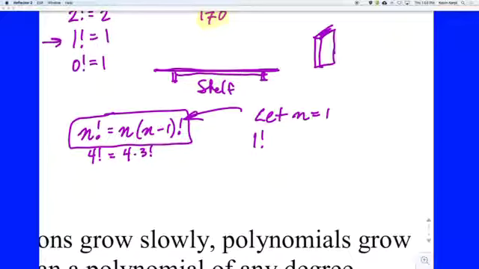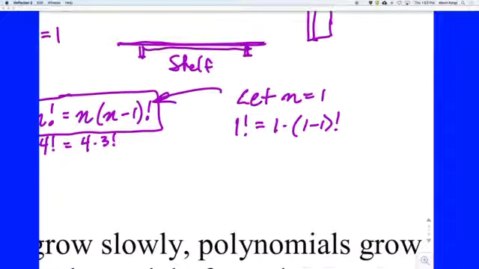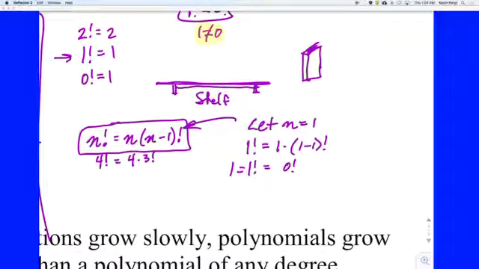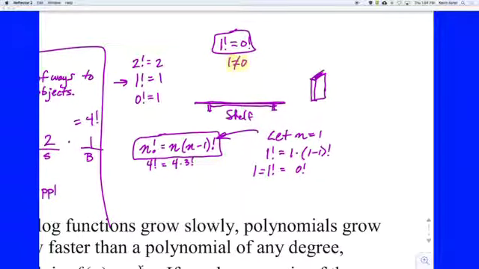So we get 1 factorial equals 1 times 1 minus 1 factorial. And so that gives us 1 factorial equals, let's see, 1 minus 1 is 0 factorial, and 0 factorial times 1 is 1. And there's the proof. It's an easy little proof. So 1 factorial is equal to 0 factorial. And, of course, 1 factorial is equal to 1. So they're both equal to 1. Kind of neat. Okay, kind of nifty. So anyway, that's the factorial function.